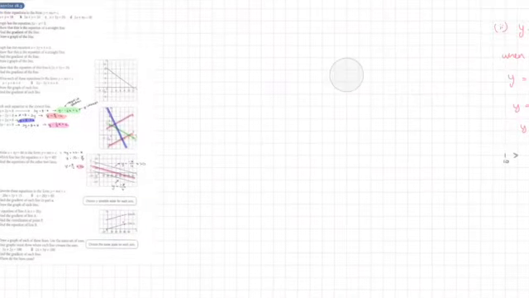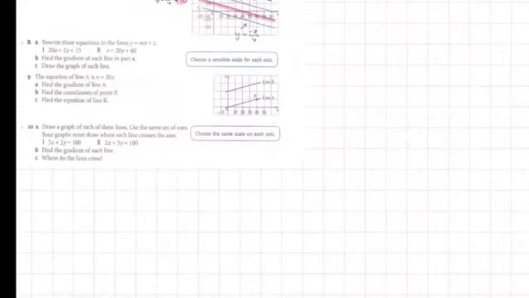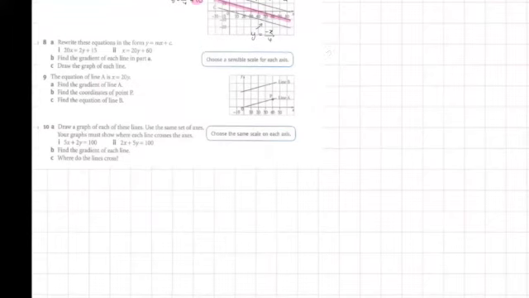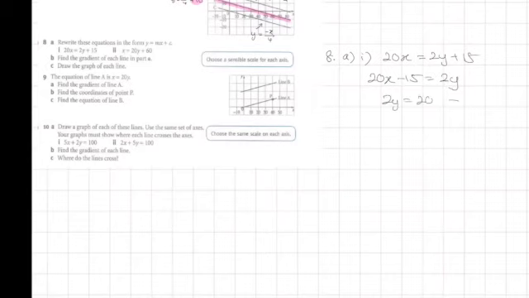So let's try to write it out. 20x minus 15 is equal to 2y, so 2y is equal to 20x minus 15. y is equal to 20x divided by 2, which is 10x, minus 15 divided by 2, which is negative 7.5. So I'm just going to write that as number 2.